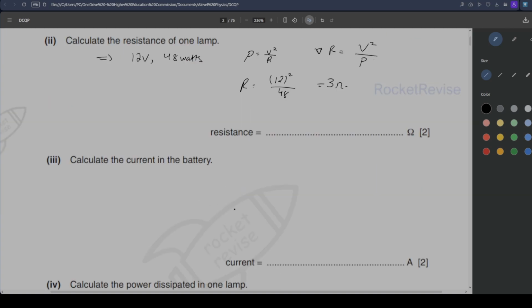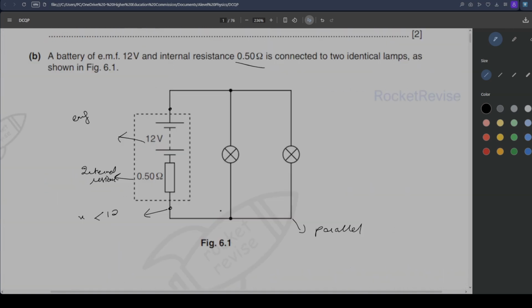Calculate the current in the battery. So now we know that this is 3 ohms and this is 3 ohms. And if you wanted to calculate the current in the battery, we need to know the total resistance the battery, the EMF is facing now. So V is equal to IR. This would be our EMF, and this would be the total resistance, and that means the internal resistance plus the circuit resistance.